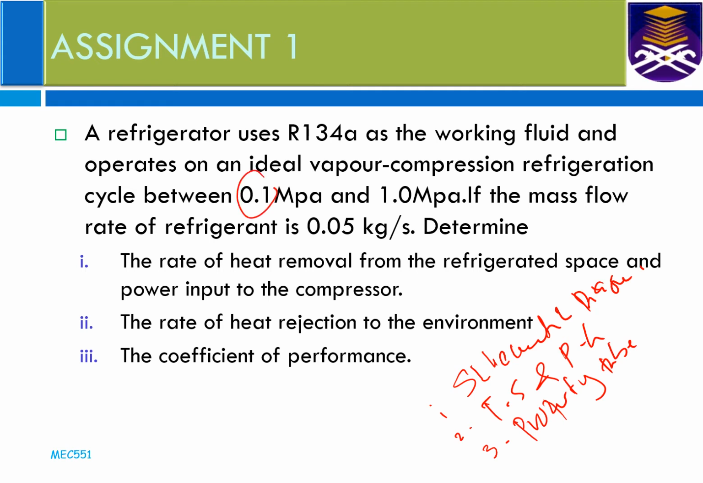The pressures are 0.1 and 1.0 MPa. The mass flow rate is 0.05 kilogram per second. Looking at that condition, the compressor efficiency is 100%, so the process that happens in the compressor is isentropic. Thus the entropy S1 is equal to S2, which you have to look up in the table. So that's the clue I give you.